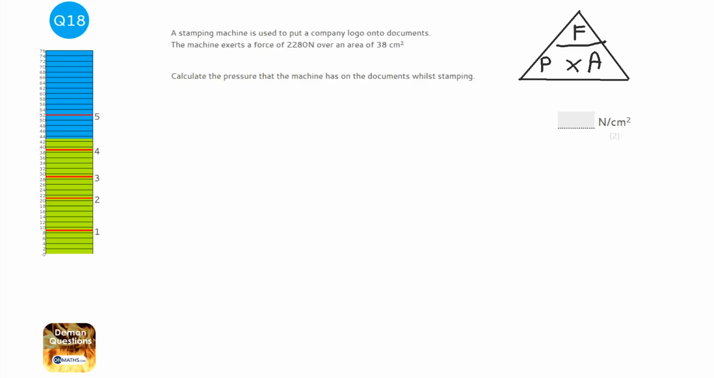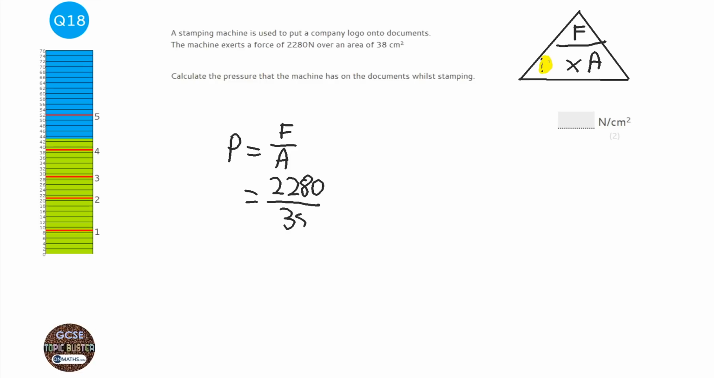So we're asked to find the pressure. So we cover up pressure on the triangle. We cover that up, and it says that it's force divided by area. And it says that the force is 2280 newtons, and the area is 38. So we get our calculator out. 2280 divided by 38. And I get the answer of 60.